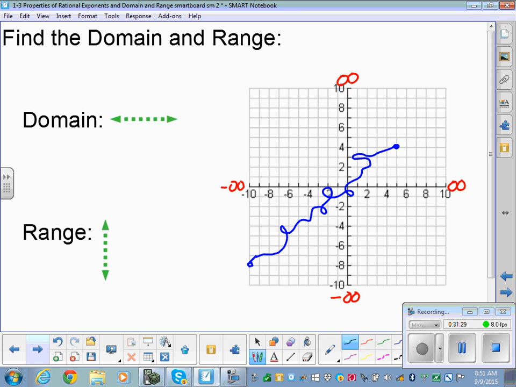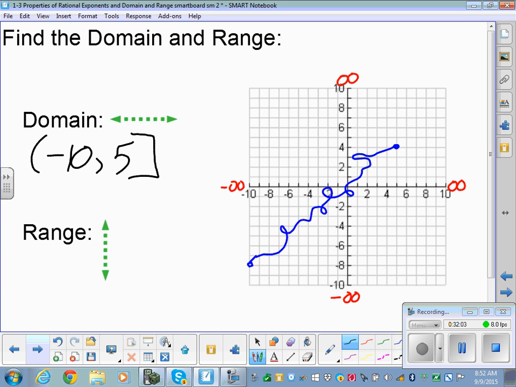So from left to right, where's my function starting? Good, negative 10. Did it include negative 10? No. Didn't include negative 10, so I'm going to put a parenthesis. And then it grew this way. Positive what? I think it's kind of hard to tell. Yeah, 5. Did it include positive 5? Was it a closed circle? Yes. So it included positive 5. Does everybody see how it didn't matter up and down for domain? Left and right, it went from negative 10 to positive 5.